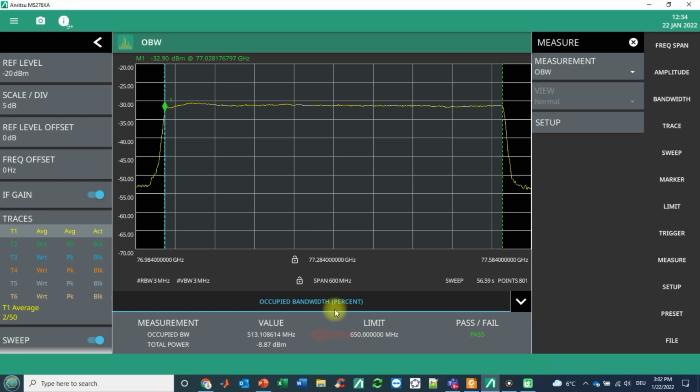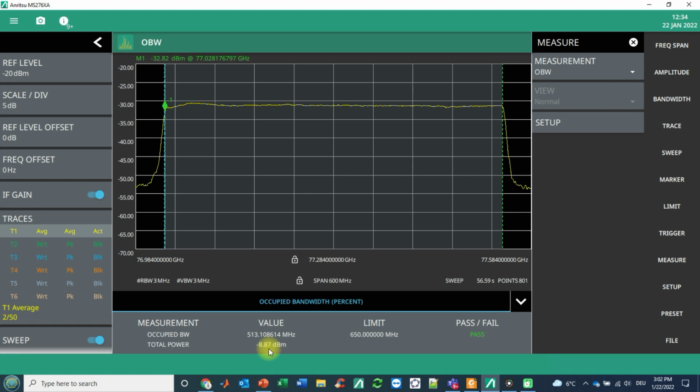So a complete sweep has been passed, and we are getting here as a result an occupied bandwidth of 513 megahertz, and we are getting a total received channel power of minus 8.87 dBm, so approximately minus 9 dBm.